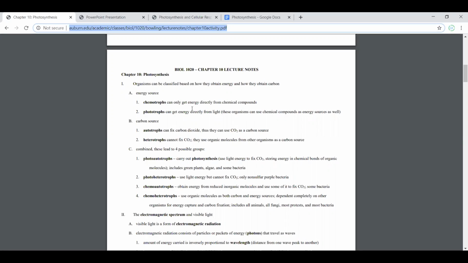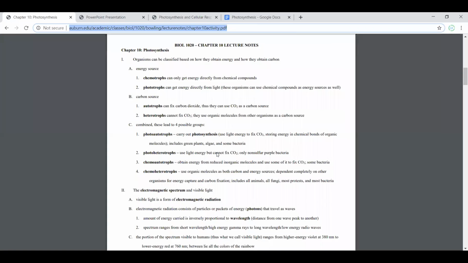The other is phototrophs. Phototrophs create energy from light. These organisms can also use chemical compounds, but their main way of getting energy is from light. Plants are phototrophs. They use the sun to make sugars. Then we have the carbon source.